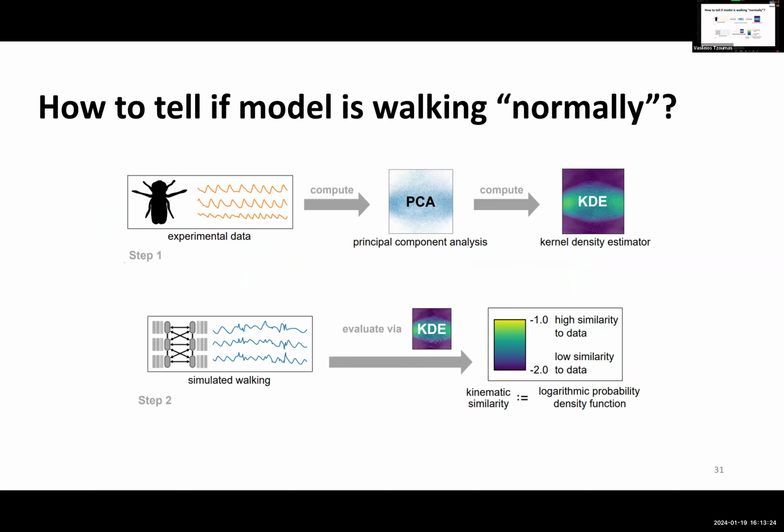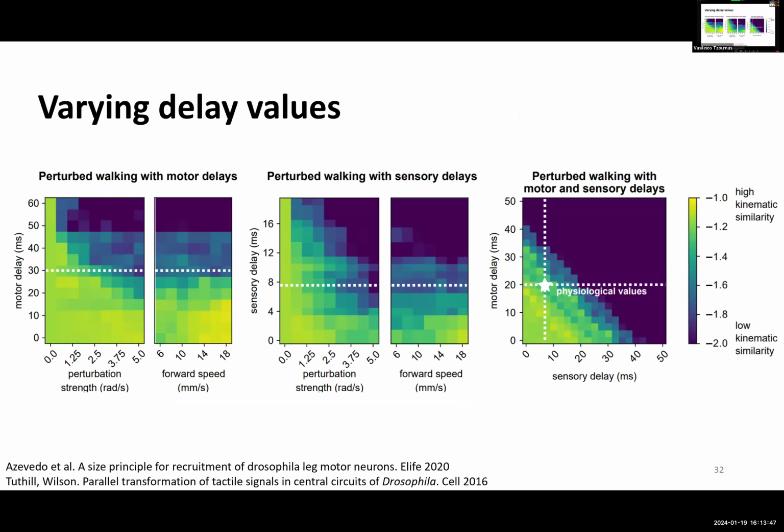I can see that I'm starting to approach the end, so I'm gonna skip this. But in one sentence, it's just saying, given a certain trajectory for simulated walking, how similar is it to the data? So how realistic is it? And you can have high values, which mean high similarity, and low values, which mean low similarity. It looks weird. Okay, so that allowed us, in conjunction with the sensorimotor things, to do all these sweeps. So we'll go through these one at a time.